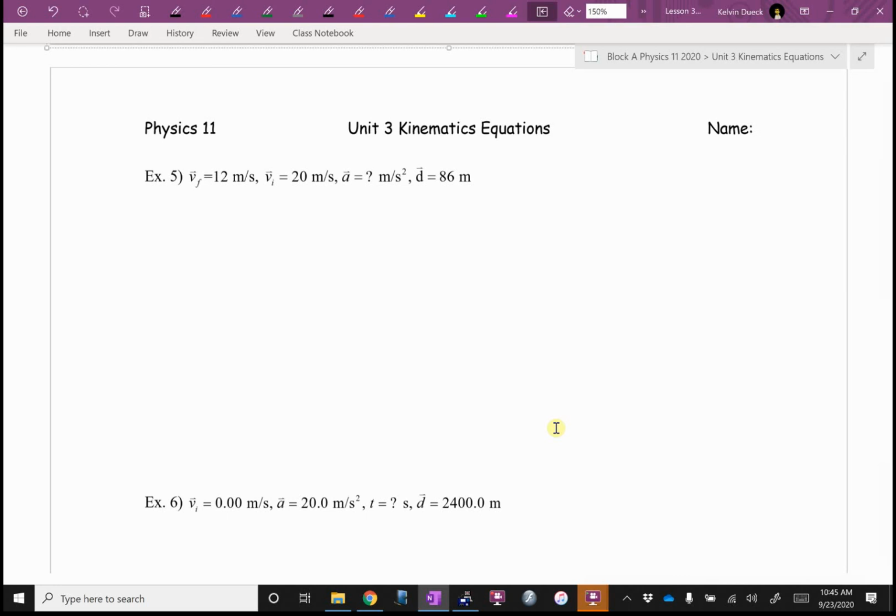Which one? VF squared equals VI squared plus 2AD. Okay. Again, you don't need to memorize those 4. They're on your sheet, and you'll bring them to every test and quiz. What am I trying to find? I'll put the little dot above it just to help me track it. Eventually, we'll stop putting the dot there. We'll just kind of imagine it there.